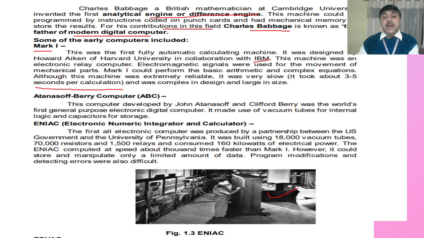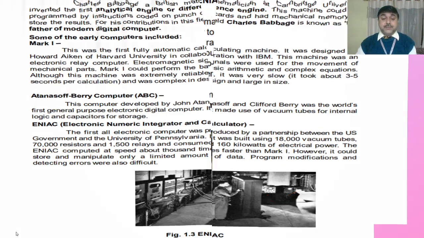We find there were 18,000 vacuum tubes, you can imagine, and 70,000 resistors were used, isn't it? 1500 relays were used and 160 kilowatts of power was consumed. That means you can imagine how much heat it would produce. So this was very difficult to work with. Program modification and detecting errors were also difficult, isn't it? So this is the work that was done by it.